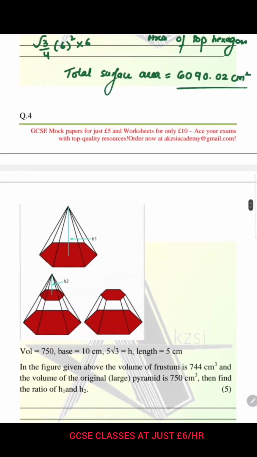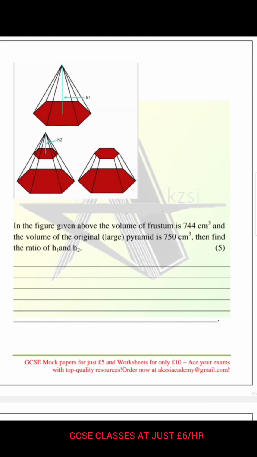Now moving on to question number 4. It says in the figure given above, the volume of the frustum is 744 centimeters cubed, and the volume of the original, that is the large pyramid, is 750 centimeters cubed, and we have to find the ratio of H1 and H2. So in the figure above, the volume of the original, the larger one, is 750, and the volume of the frustum is 744. So what will be the volume of the smaller pyramid?